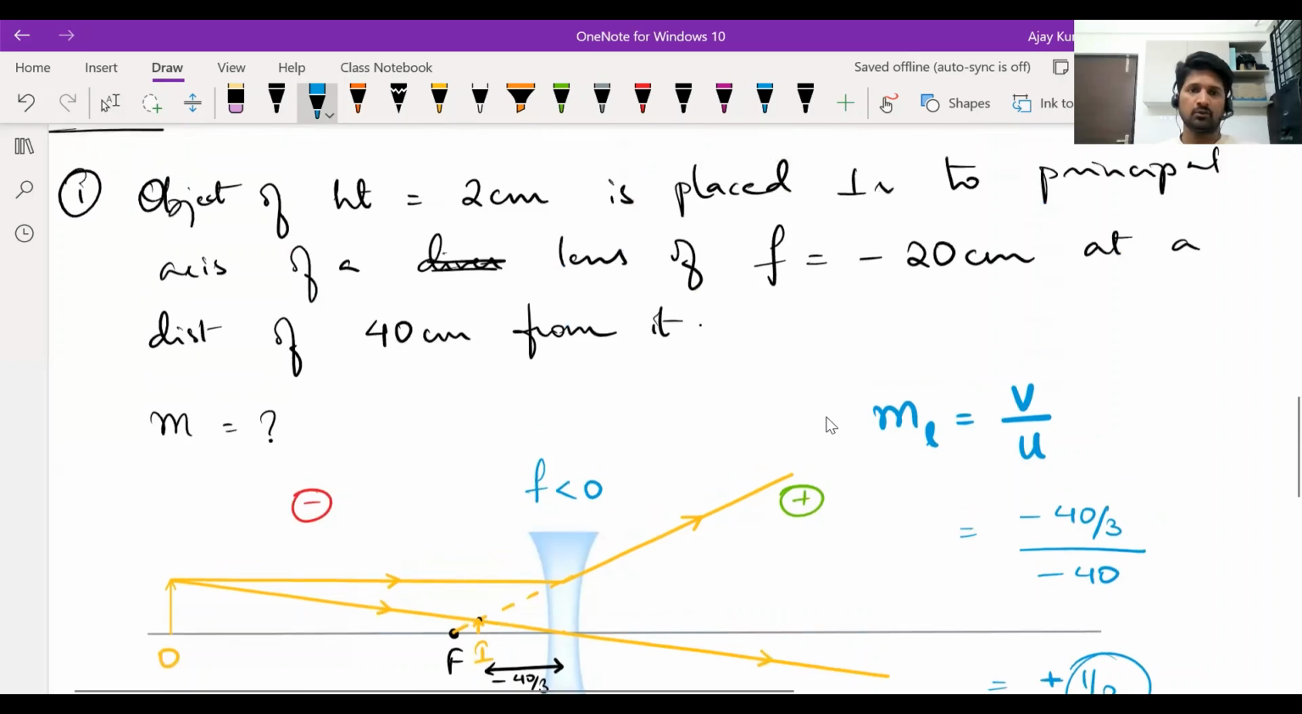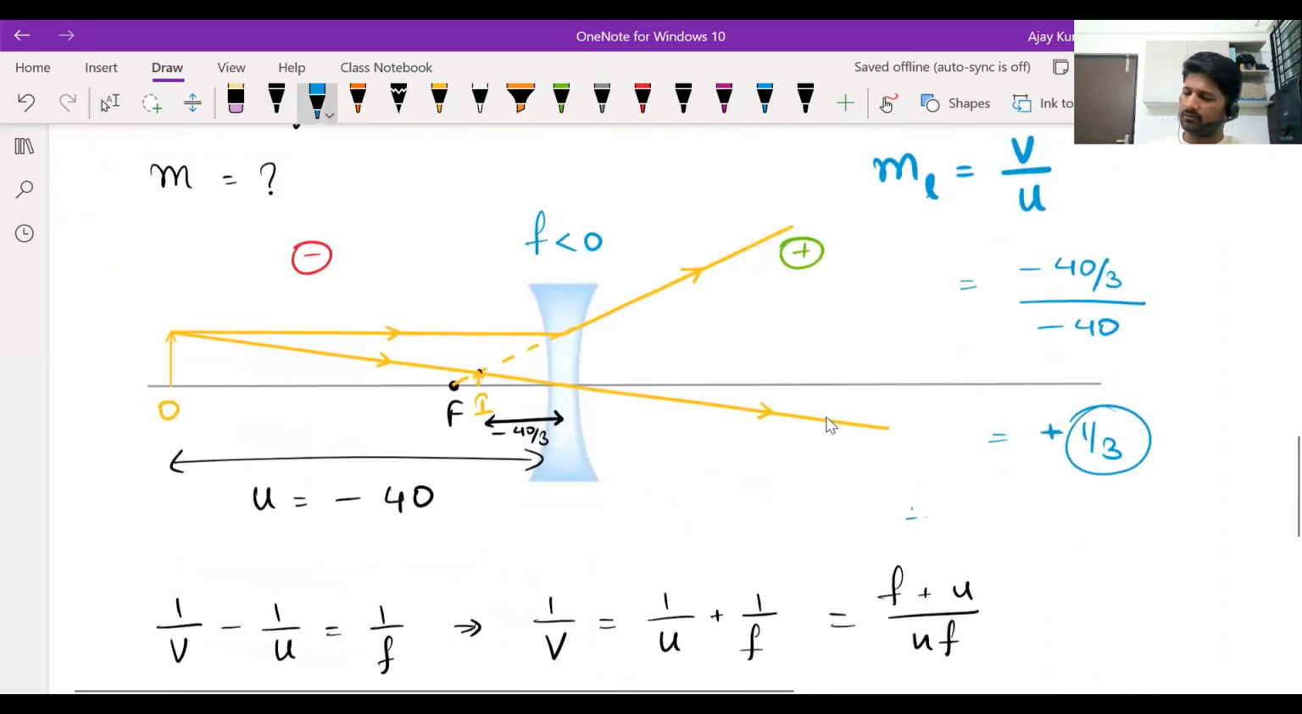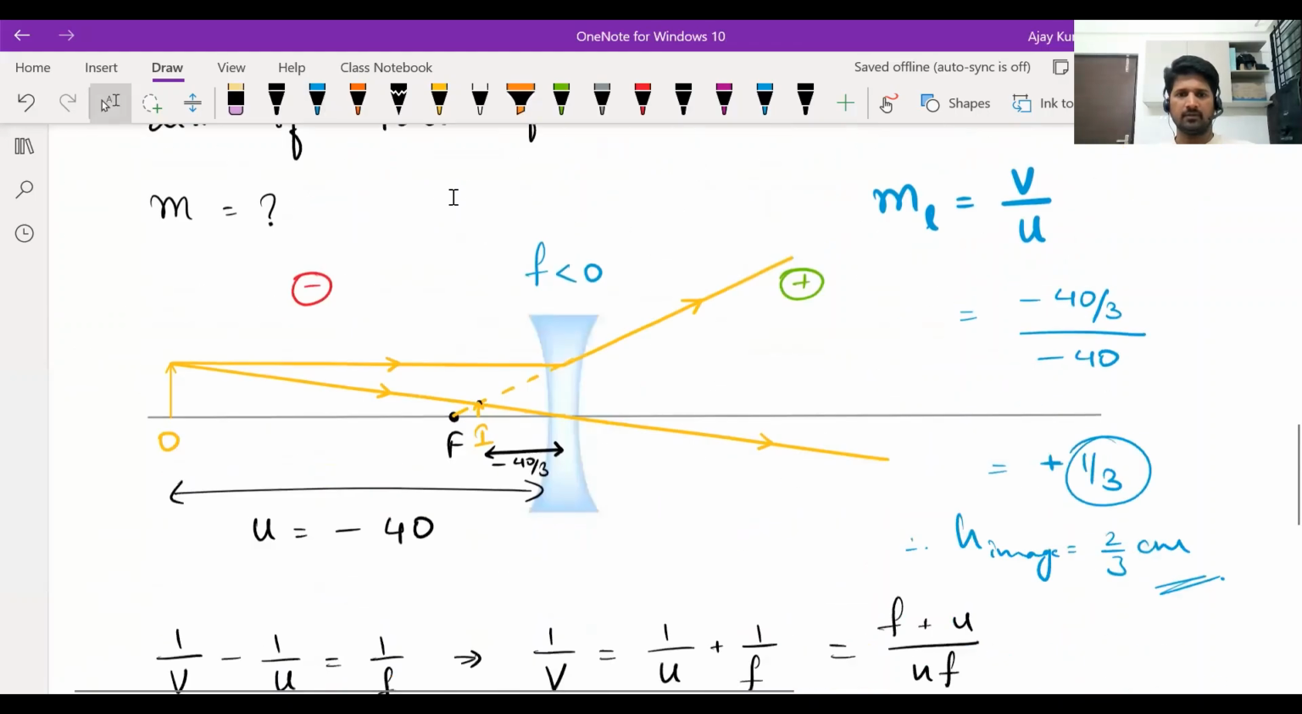Object height was how much? 2 centimeters. Therefore, the image height is 2 by 3 centimeters. 1/3 of the object height. Isha, is this clear? Yes, sir. Okay.